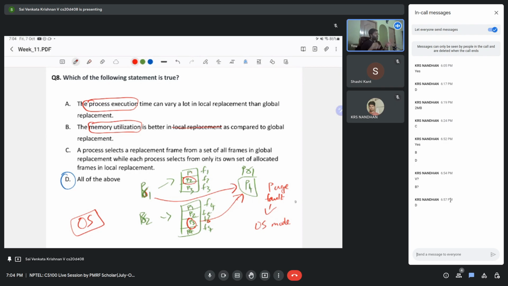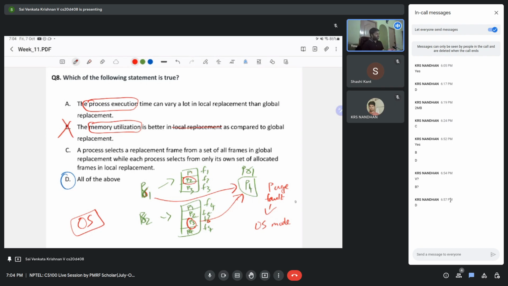So the overall utilization will be better in global replacement, because you take the frequency information, all those things, on a global view and not just limiting to a process. So your memory utilization is better in global replacement. So option B is false actually. It's given the opposite.